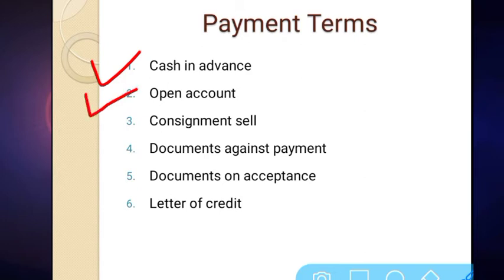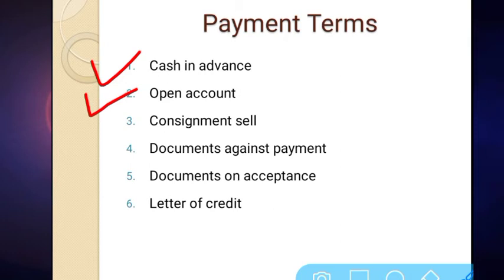Now the second method is the open account method. It is totally opposite from cash in advance. In the open account method, generally the goods are sold to the buyer without any documentary evidence or without any advance payment. This type of transaction is only possible where the seller has full confidence and trust in the buyer, or generally it takes place between business firms who have been dealing for a long period of time, as both the buyer and seller are known to each other and have faith in each other. Then the open account method is used.